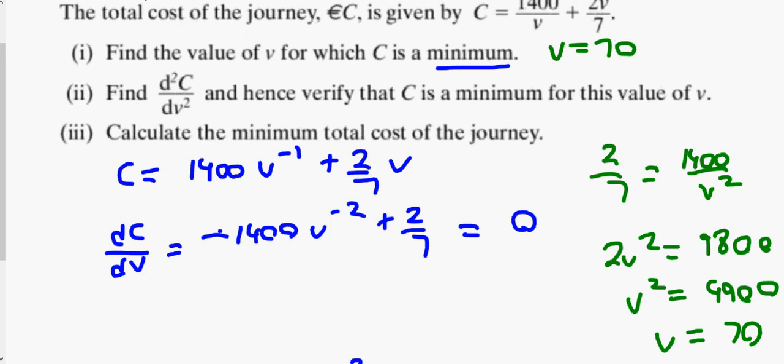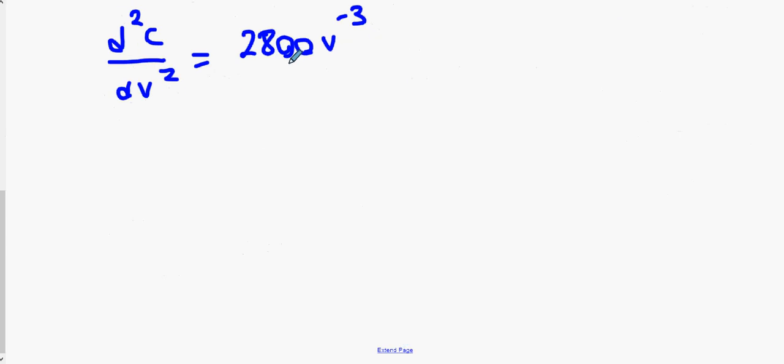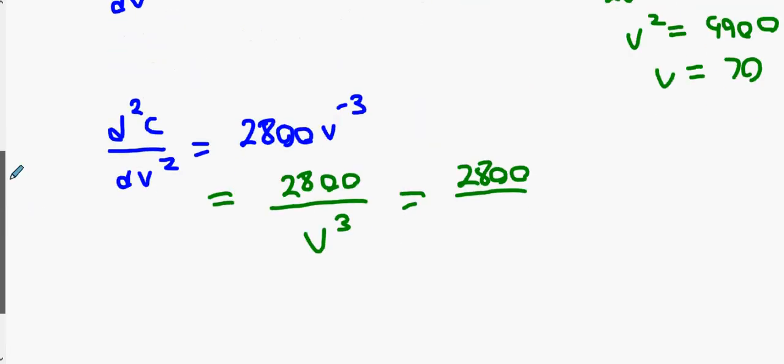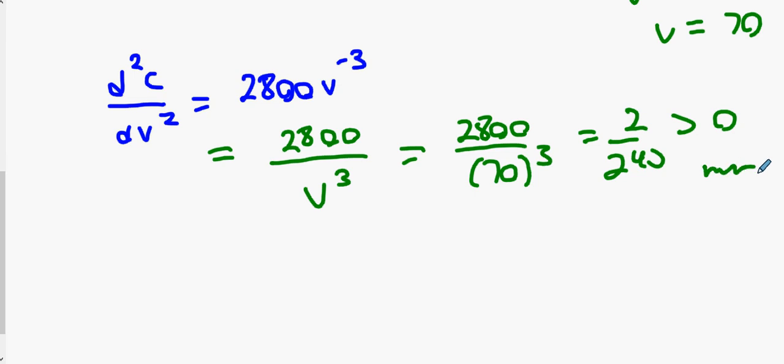Prove it's a minimum. How do you prove it's a minimum? Second derivative, yeah? And the second derivative is this here, which is 2,800 divided by v cubed. What's the v value it wants us to check out? 70. Is this a positive or a negative number? You let me know when you have an idea. Greater than 0. It's a min.